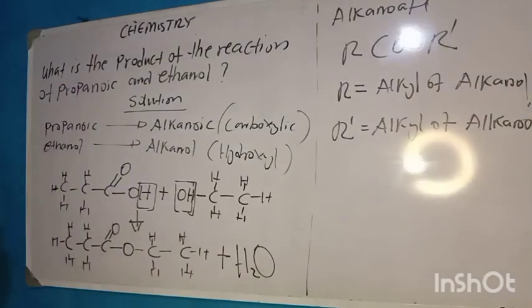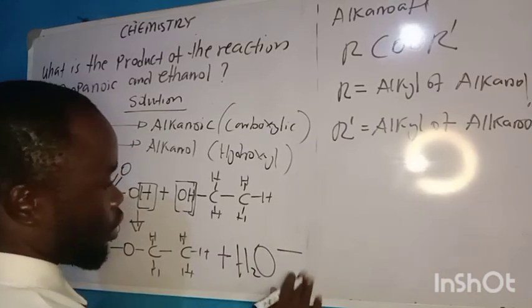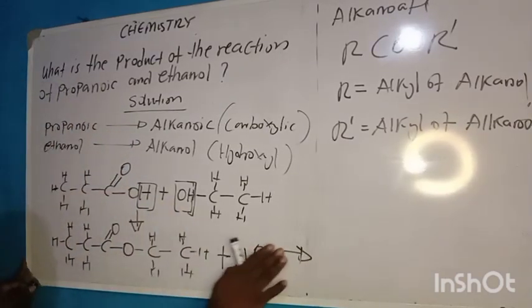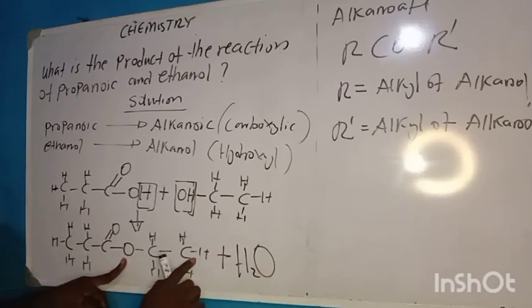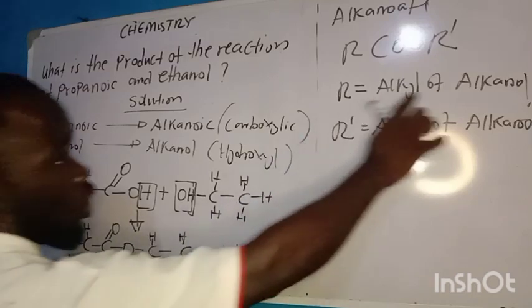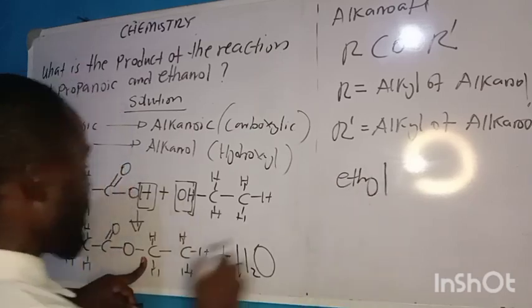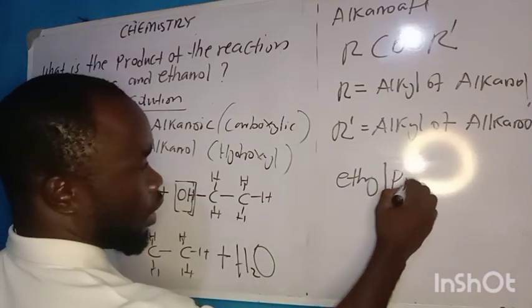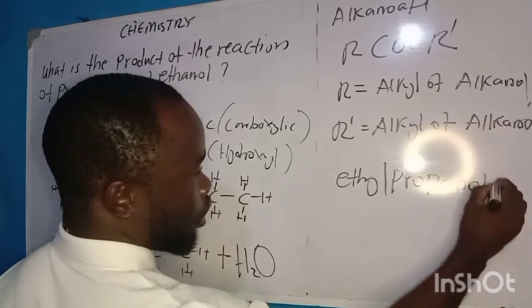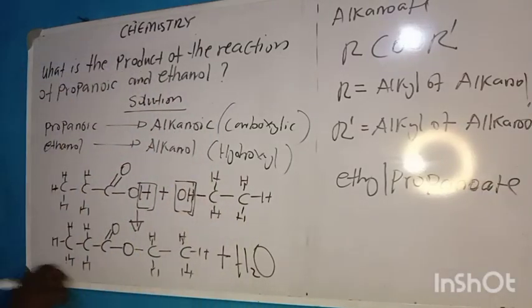So the name of this compound is going to be ethyl. Understand? It's the alkyl of the alkanol. So this is going to be ethyl because it contains 2 carbon atoms. Then coming to this side, which is from the carboxylic acid, this is 1, 2, 3. Ethyl propanoate. That is how to name this compound.